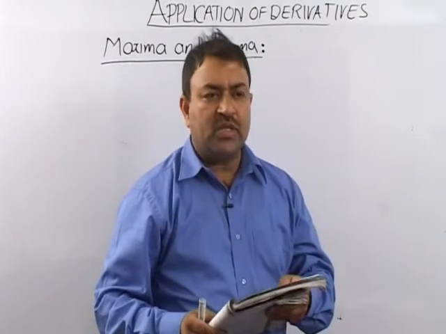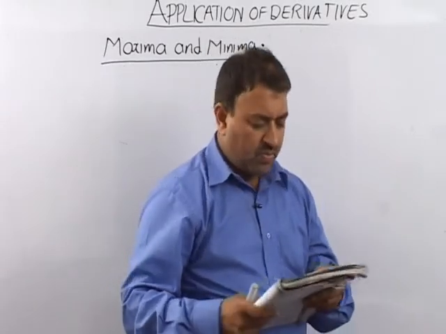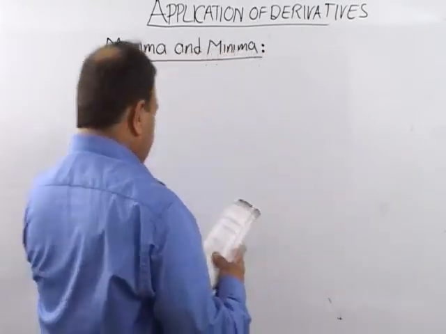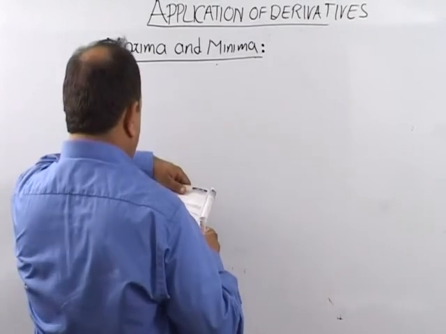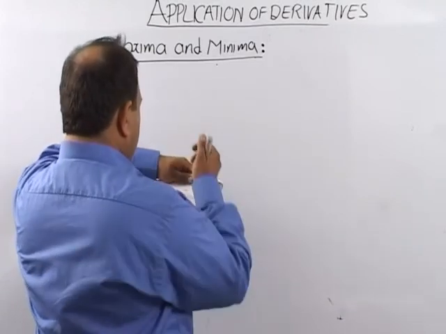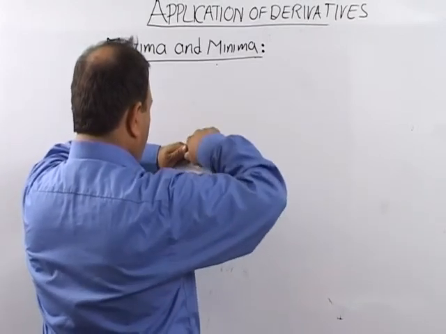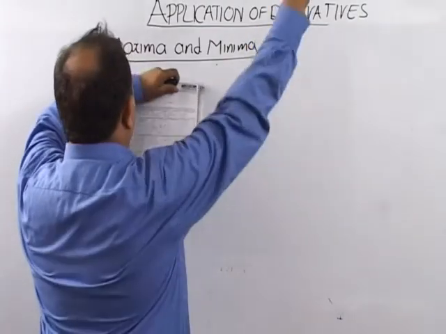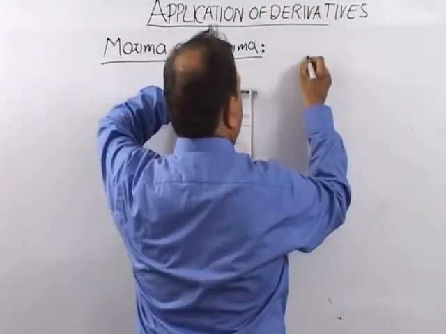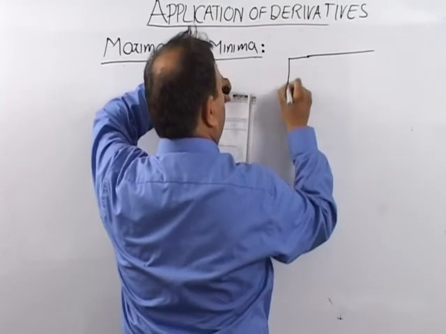Now the next question is question number 35. Question number 35 is: a running track of 440 is to be laid enclosing a football field, the shape of which is a rectangle with a semicircle at each end. This is the rectangle.